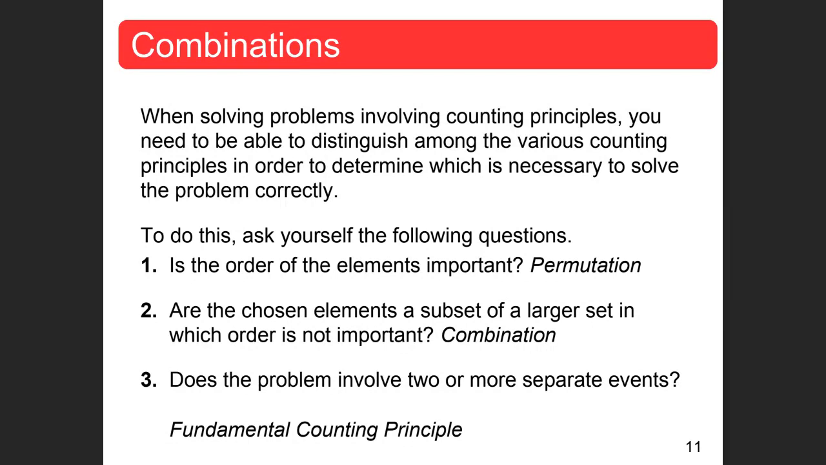When solving problems involving counting principles, you need to be able to distinguish among the various counting principles in order to determine which is necessary to solve. Number one, is order important? If order is important, you use permutation. If order is not important, use combination. And you can also use the fundamental counting principle.